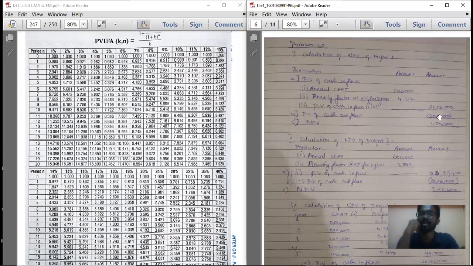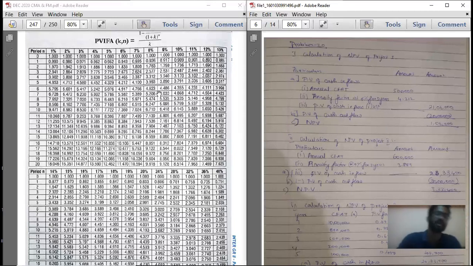21 lakh 6,000 minus 20 lakhs, you are getting 1 lakh 6,000. So total it, underline it, and below that put 1 lakh 6,000. In respect of that 1 lakh 6,000, record small c, net present value. So we have found the net present value for project 1, that is 1 lakh 6,000.